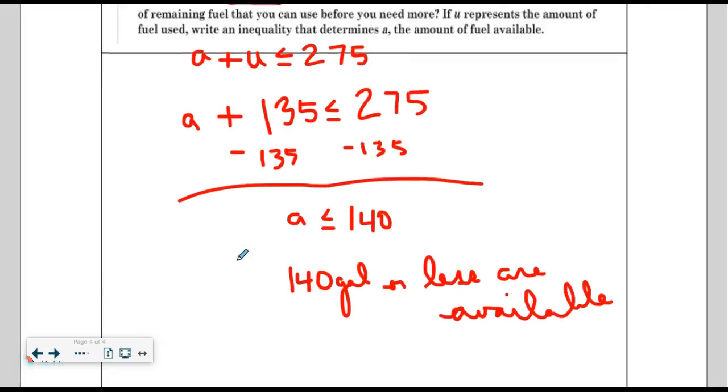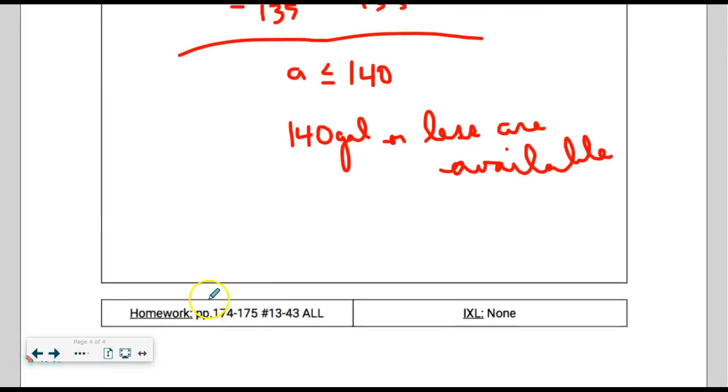So hopefully that stuff makes sense to you. You are responsible for this right here, the homework, 174, 175, 13 to 43 all. Unfortunately, there are no IXL skills that go along with this, but if you do have extra time, you can work on any of the highlighted ones, knowing that today is the IXL poll. I'm probably going to get to that sometime this evening or afternoon, and that'll be a quiz grade for you in regular math. But obviously you have access to the algebra activities.